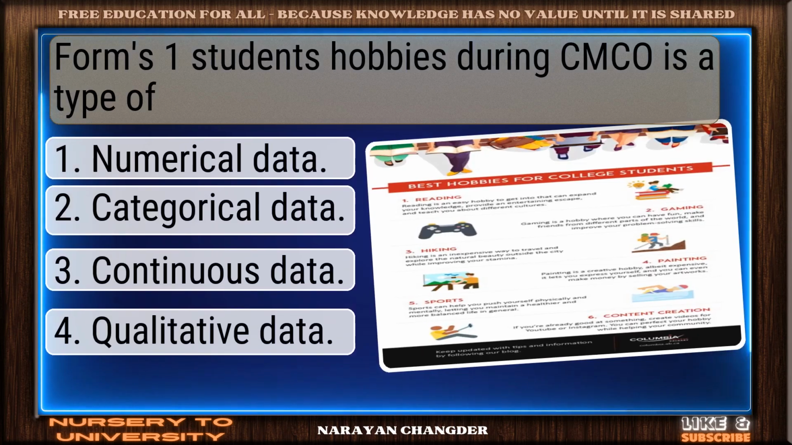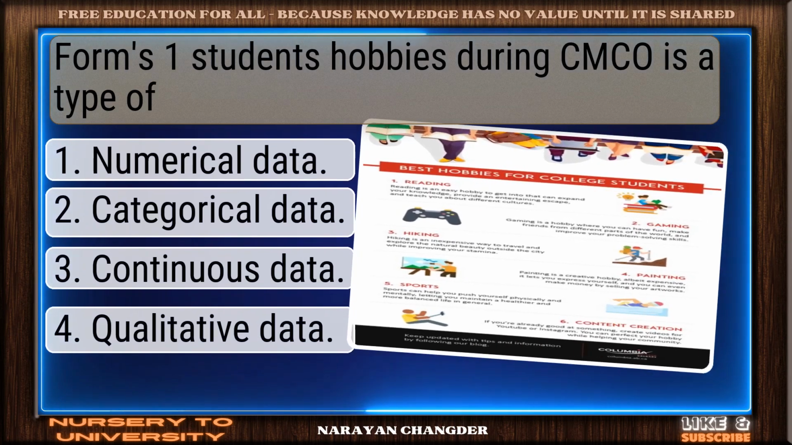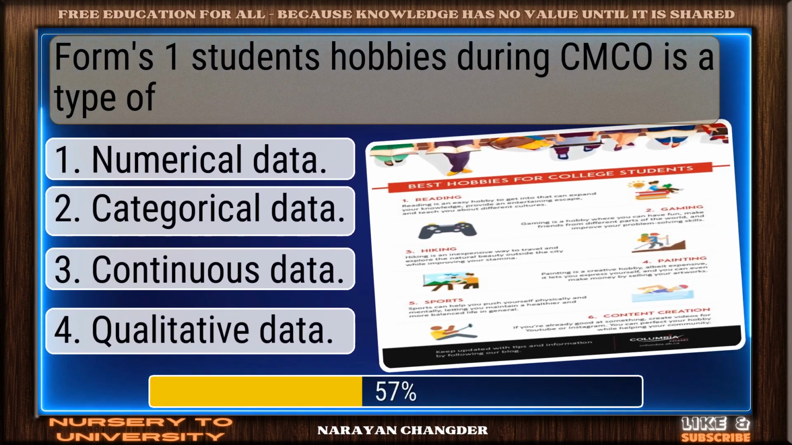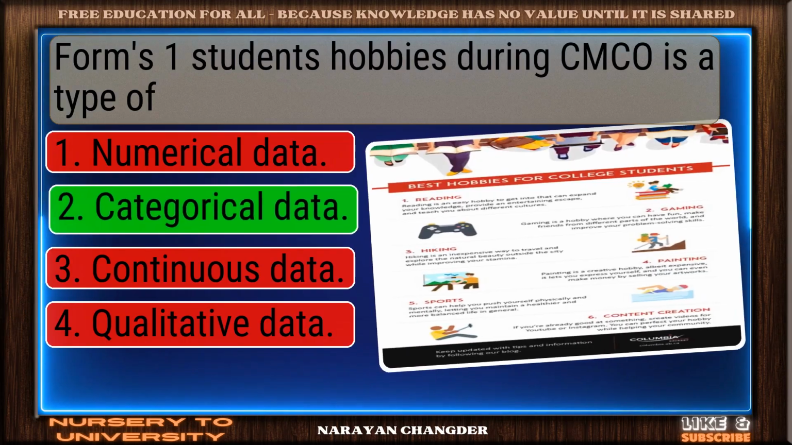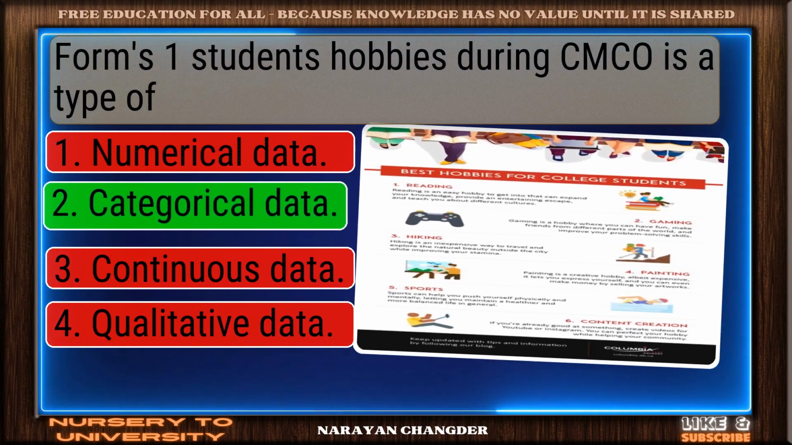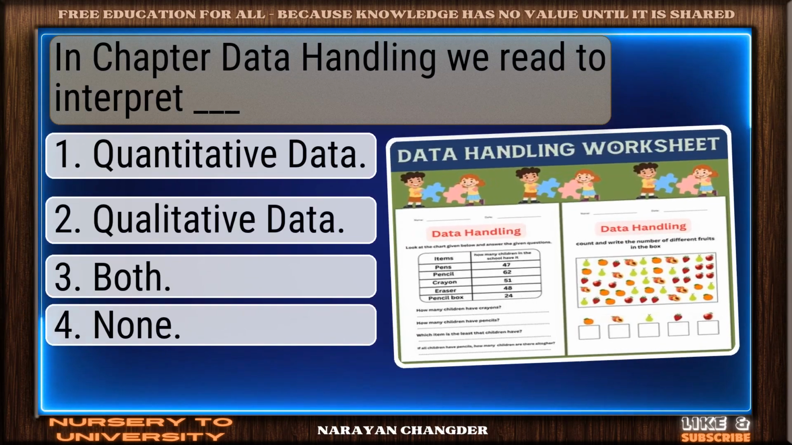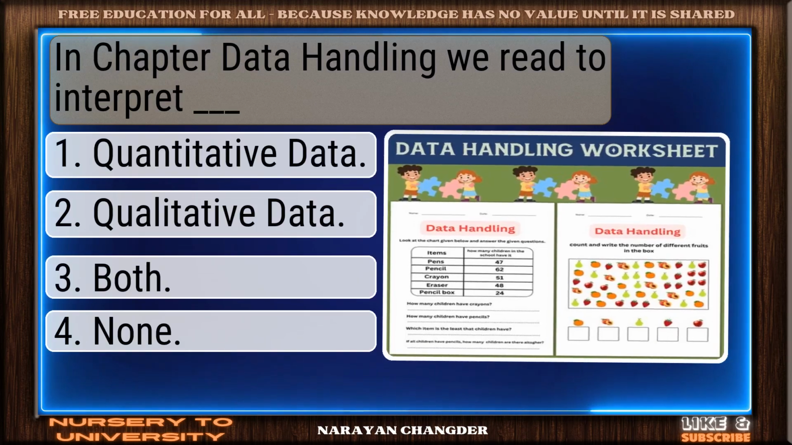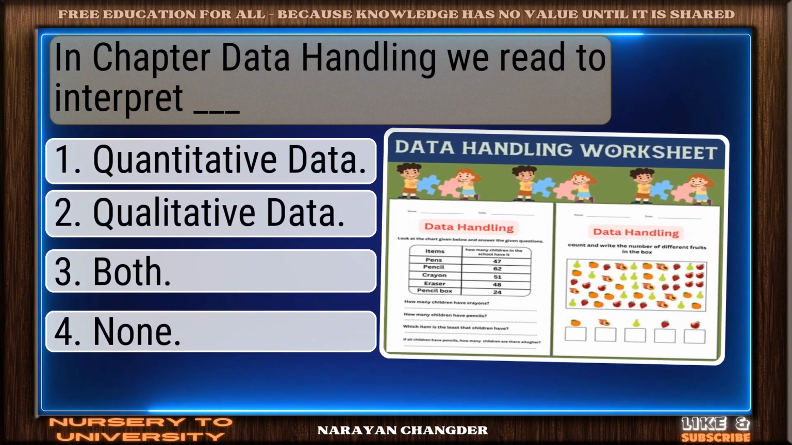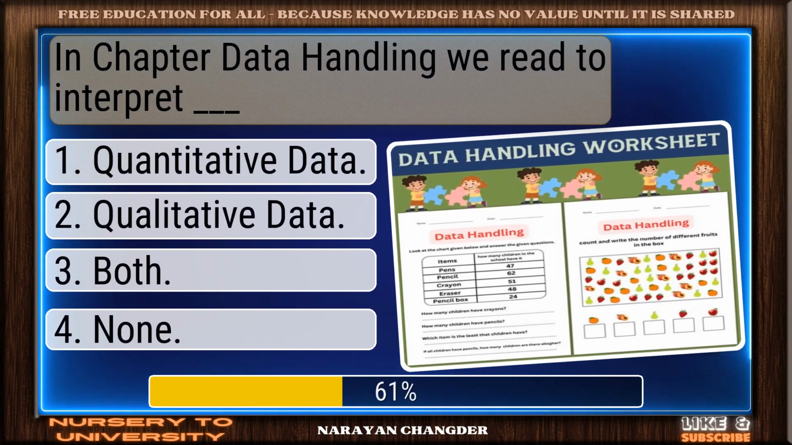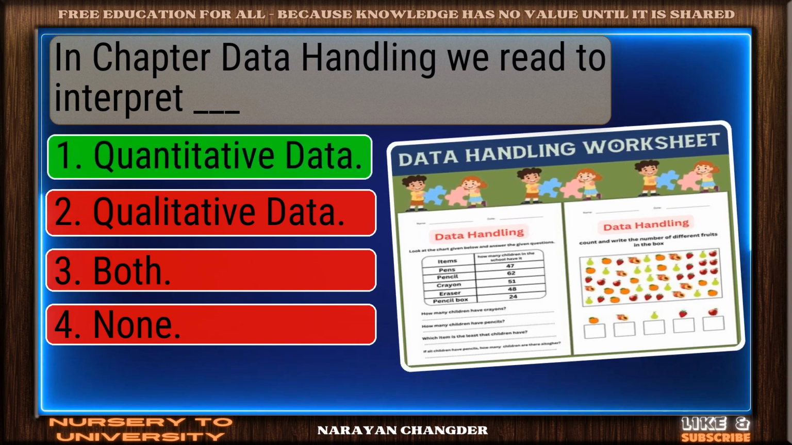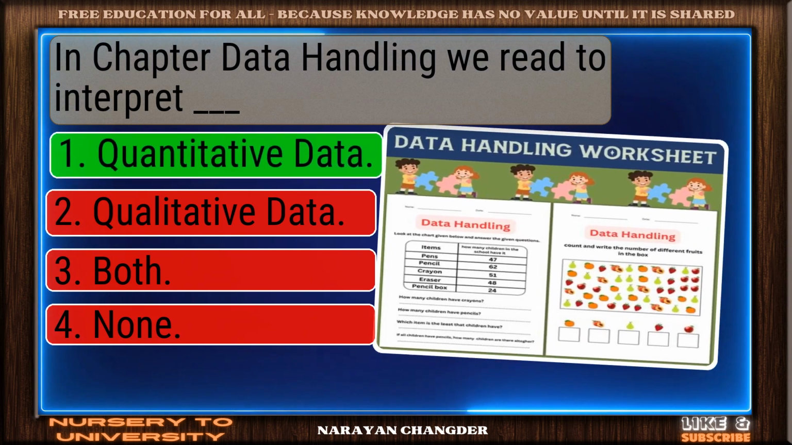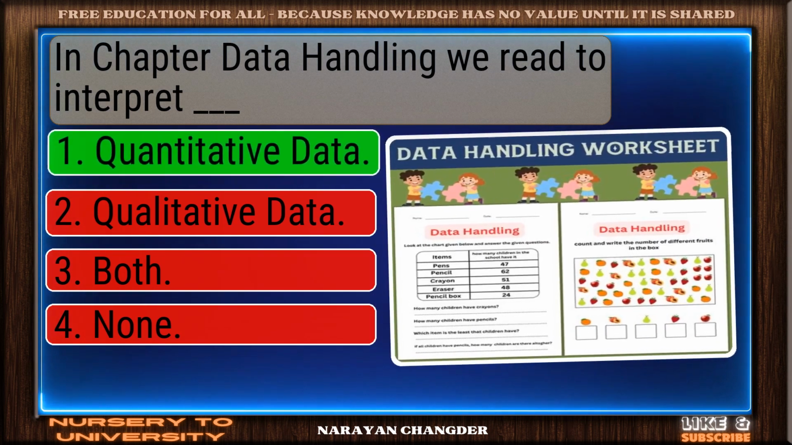Question number 173. Forms one student's hobbies during Simco as a type of? Sharp thinking. Categorical data is the right choice. Question number 174. In chapter data handling, we read to interpret dash. Excellent choice. Quantitative data is the right answer.